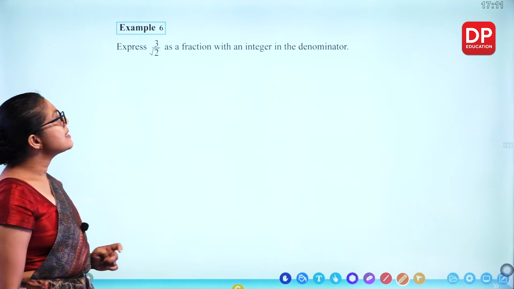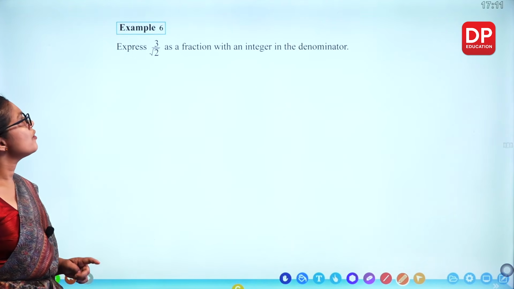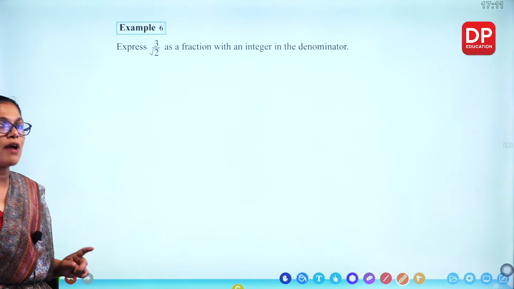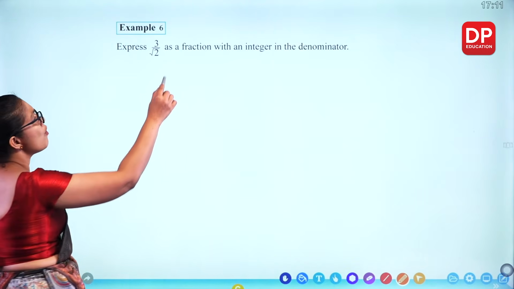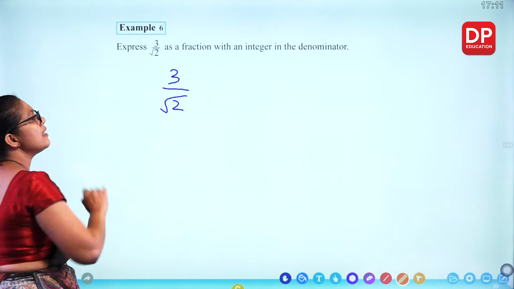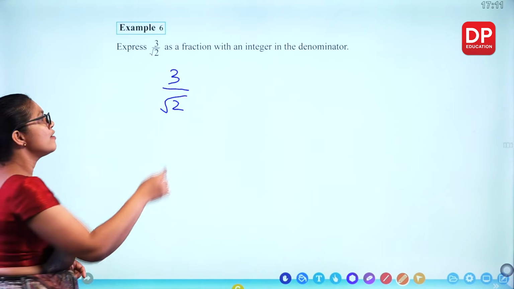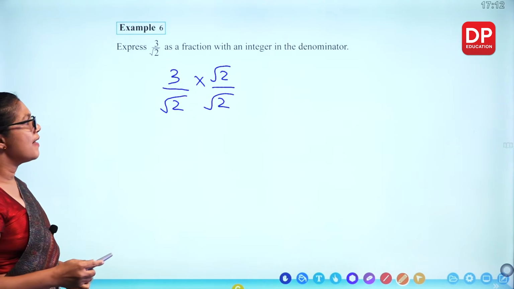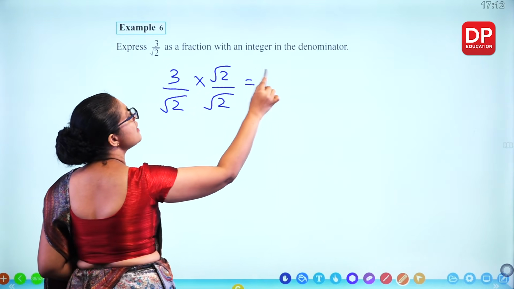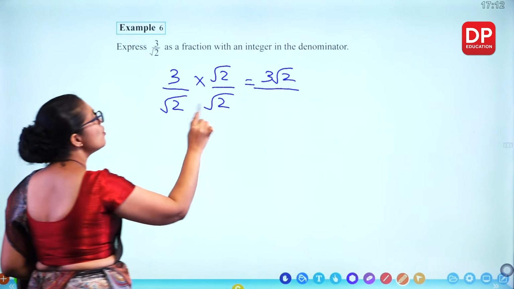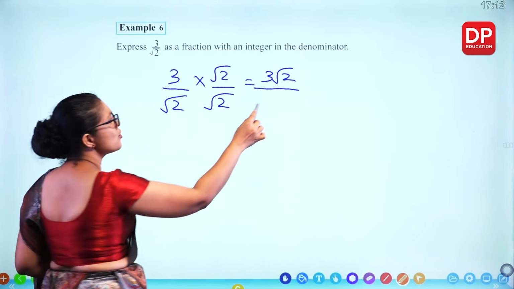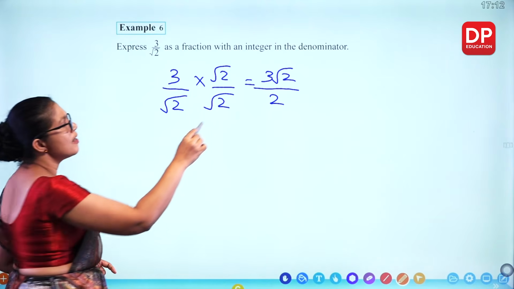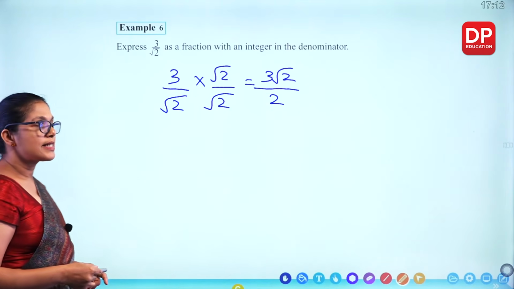Now we'll look at example 6. Express 3 root 2 as a fraction with an integer in the denominator. What do you call that? Rationalize the denominator. So they want a whole number in the denominator. So what is the method? You multiply with the same surd value both the numerator and the denominator. So what you get? 3 times root 2, 3 root 2. Root 2 times root 2, you get 2. So this is the value with a whole number in the denominator.